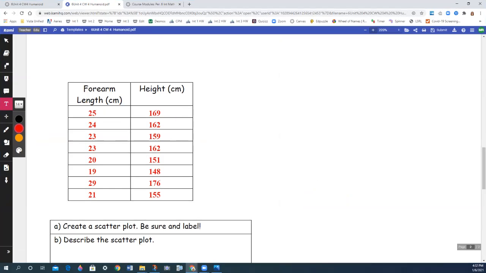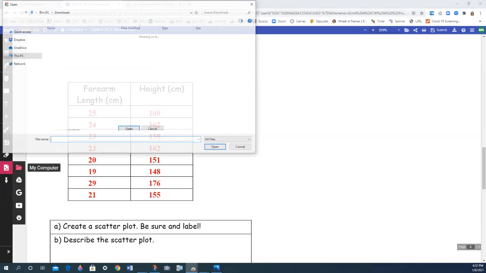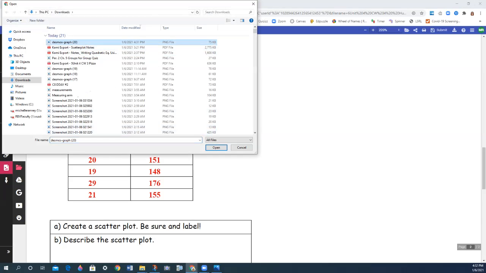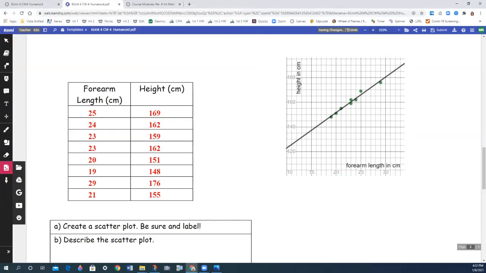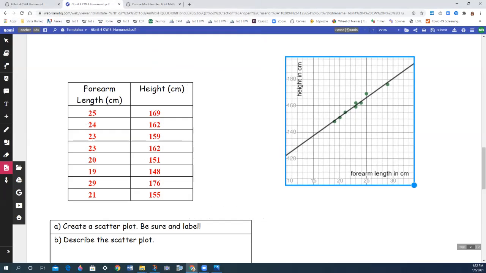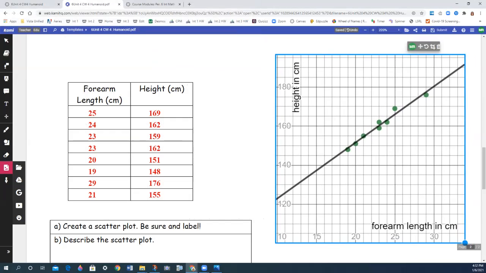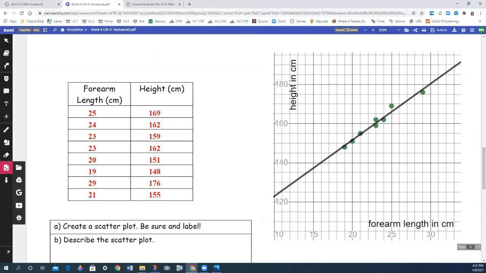And so to do that, I'm going to come to add media in my computer and get that graph. And I'm going to put it here, and then I can expand it and make it bigger. Okay, there's our scatter plot and our line of best fit.